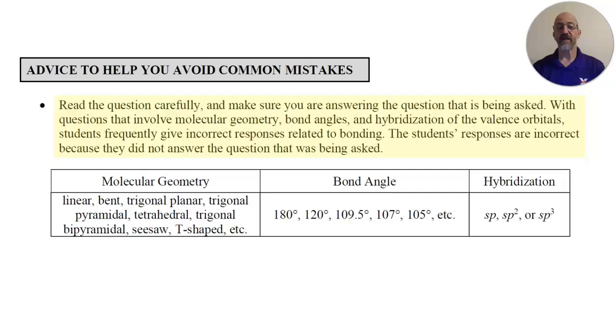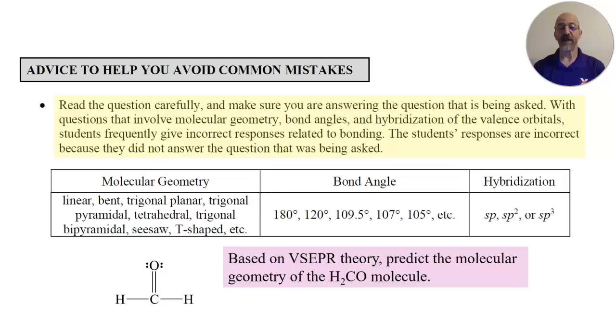With questions that involve molecular geometry, bond angles, and hybridization of the valence orbitals, students frequently give incorrect responses related to bonding. The students' responses are incorrect because they did not answer the question that was being asked. So consider the molecule we saw in question 10 of this packet, the H2CO molecule. Suppose the question says, based on VSEPR theory, predict the molecular geometry of the H2CO molecule. Well, the molecular geometry would be trigonal planar.